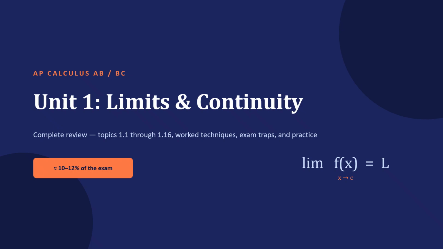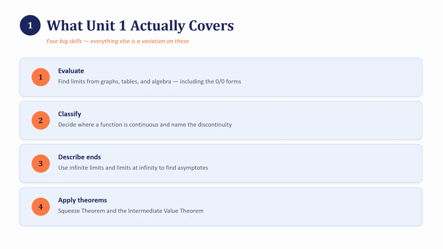We're going over AP Calculus AB/BC Unit 1 Limits and Continuity. This content is roughly 10 to 12% of the exam. So first off, Unit 1 covers evaluating limits, classifying limits, describing the ends, so using infinite limits and limits at infinity to find asymptotes, and then finally applying theorems like the squeeze theorem and intermediate value theorem.